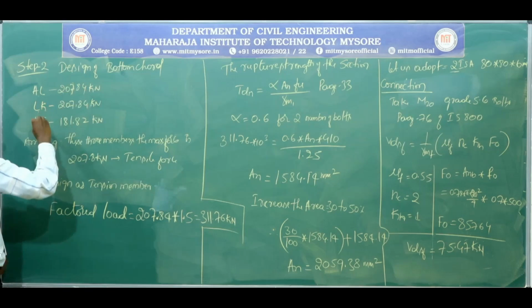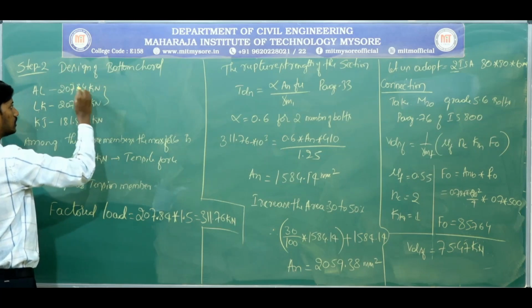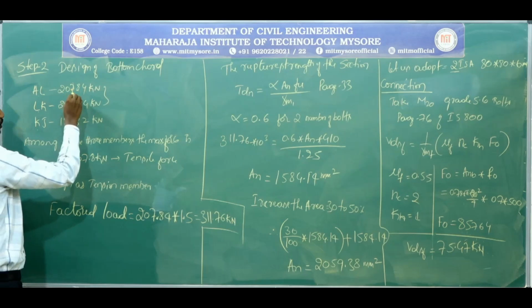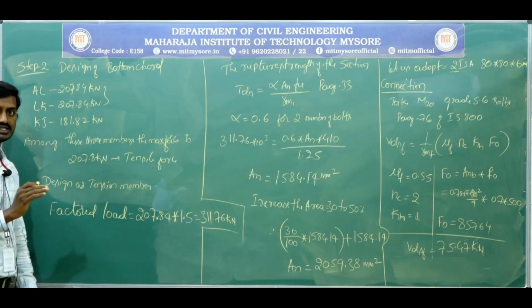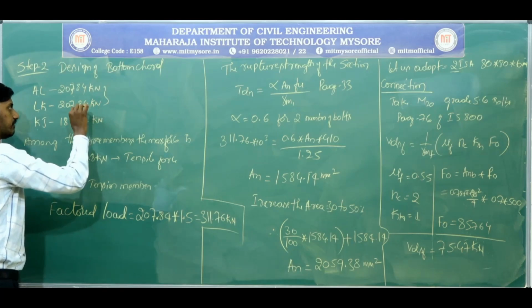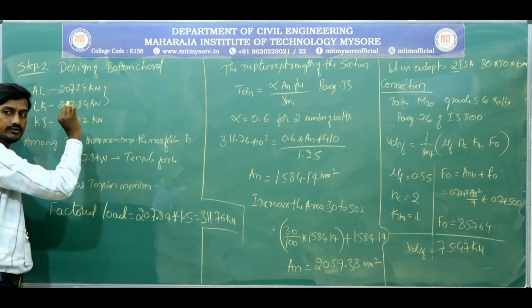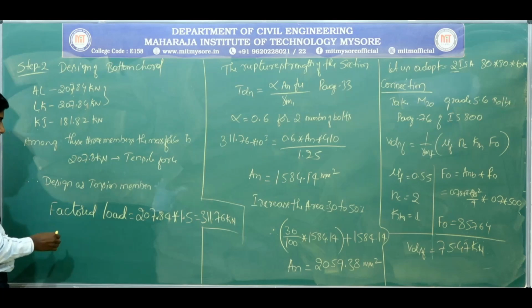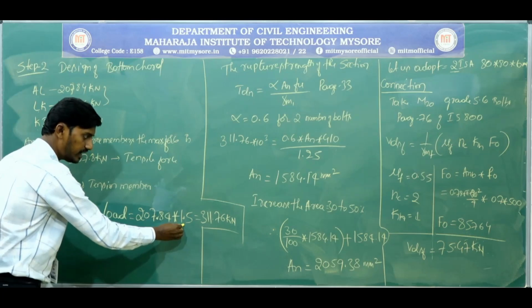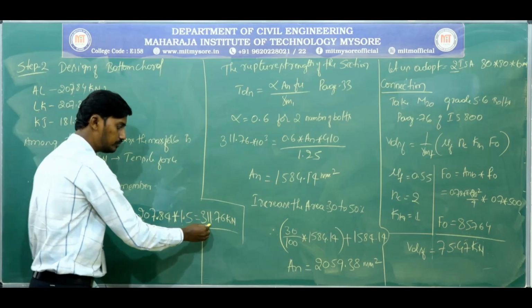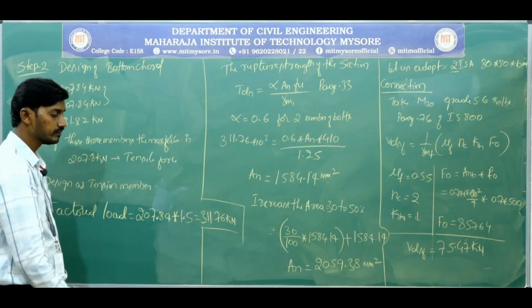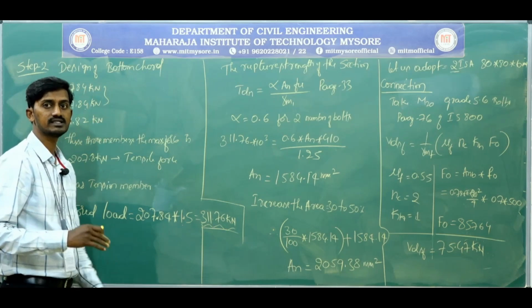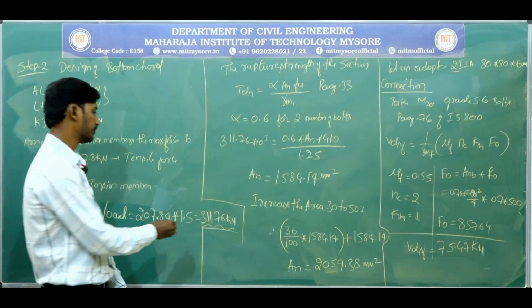Same. So out of these three, the highest force is 207.84 kilonewton. Correct. So for this 207.84, we need to design. So before designing, let us factor this 207.84 force. That is 207.84 multiplied by 1.5 will give us 311.76 kilonewton. So for this force, we need to design the member as a tension member.